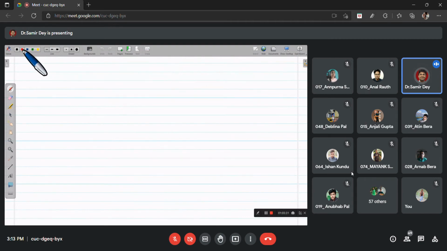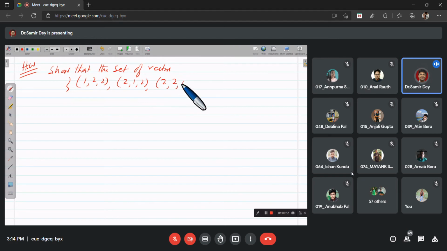Now you write down some homework, just to check whether your concept is clear or not. The set of vectors 1, 2, 2; 2, 1, 2; and 2, 2, 1 is linearly independent in R cube. This is the only one I want to give you as homework. I think it is clear to all of you how to check it.